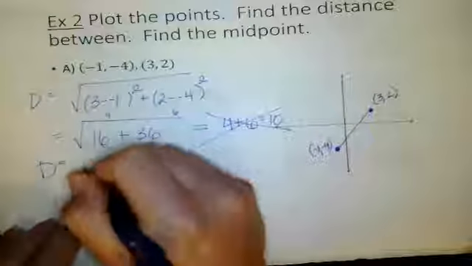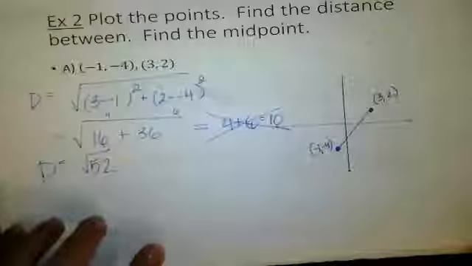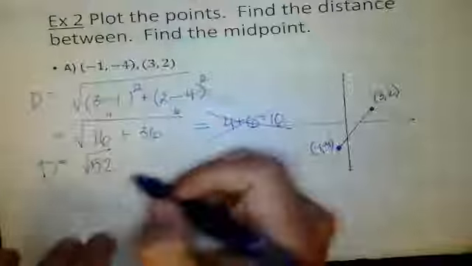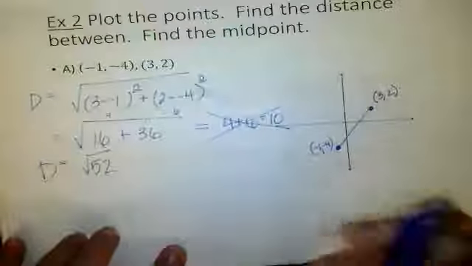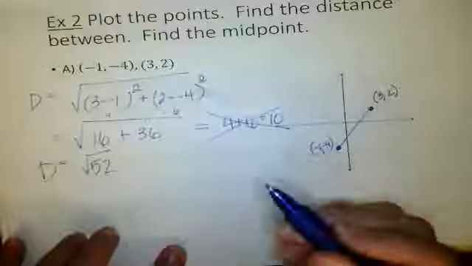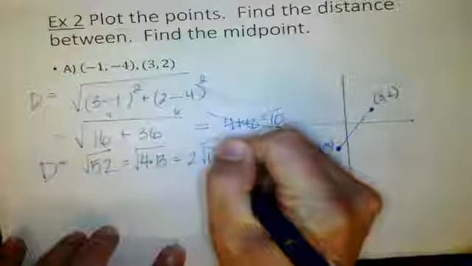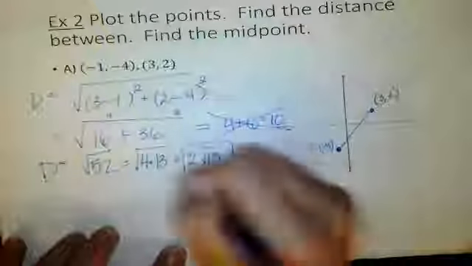So that is radical 52. And then what do we need to do to this radical 52? Simplify. 52 is 4 times 13. What's the square root of 4? 2. Radical 13. A lot of people miss that on their tests.